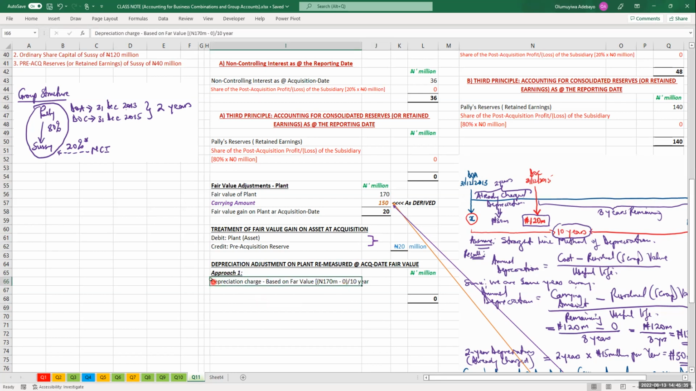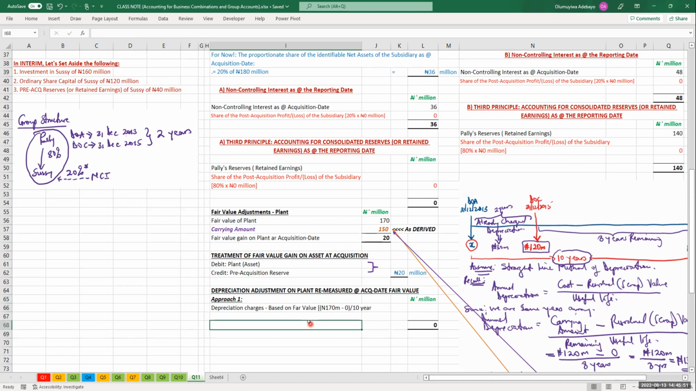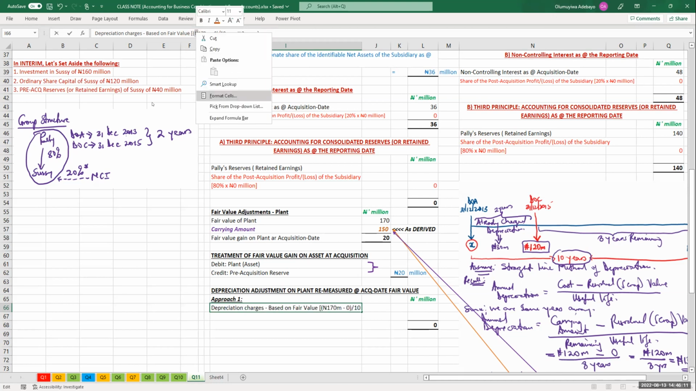But the 2-year depreciation charges, which means between December 2013 and December 2015, means that I have to take 17 million per year for 2 years. Therefore, I'll multiply this by 2 years. Which means invariably, it's 34 million that the depreciation is supposed to be for that 2 years.